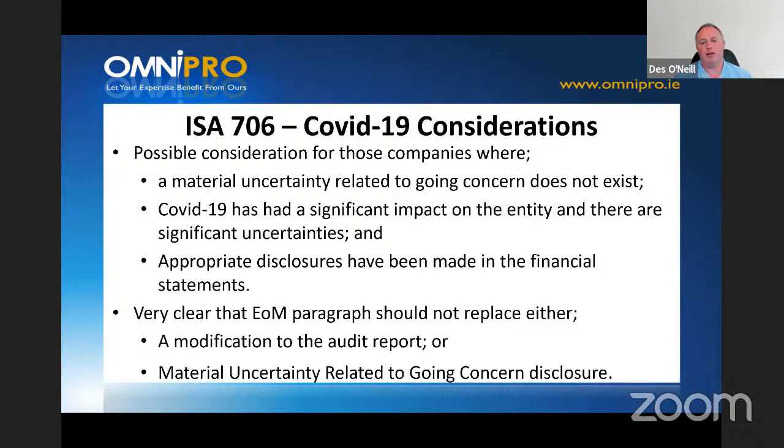Just one rule of thumb here. You could have a material uncertainty in relation to going concern, and perhaps an emphasis of matter in relation to asset valuation. If you find yourself going down the route of more than two emphasis of matters, or a material uncertainty and an emphasis of matter, not always, but if you're finding yourself going down that route, you're probably verging on a disclaimer of opinion due to multiple significant uncertainties. So we tend to try and keep it to two if you're going this route.